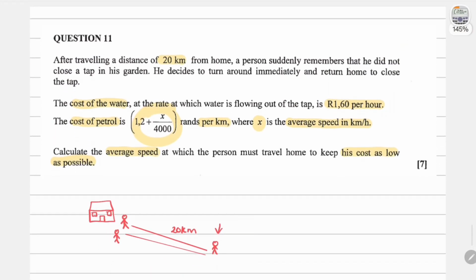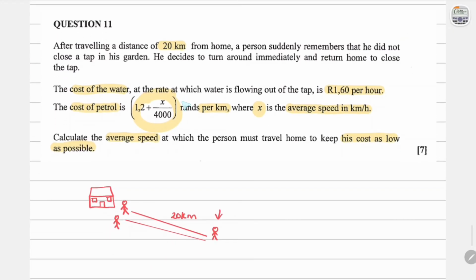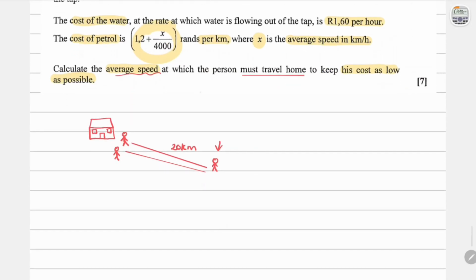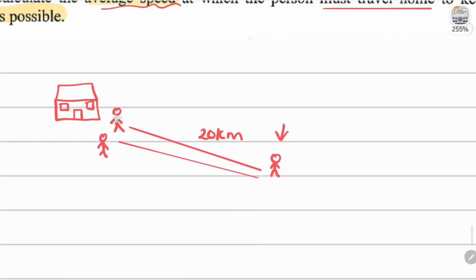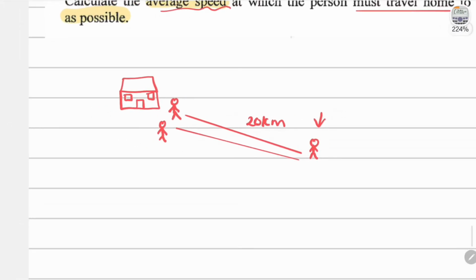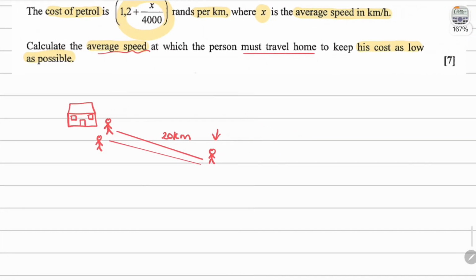So let's just read into that. Do you see that they specifically say he decides to turn around immediately and return home to close the tap, okay? And then they speak about the costs. And the question is to calculate the average speed at which the person must travel home. Okay, so we are only considering the journey home and not the journey to this location where they remembered. Okay, good to know. So it's only 20 kilometers that we're going to consider as the distance traveled because we're just considering that journey home.